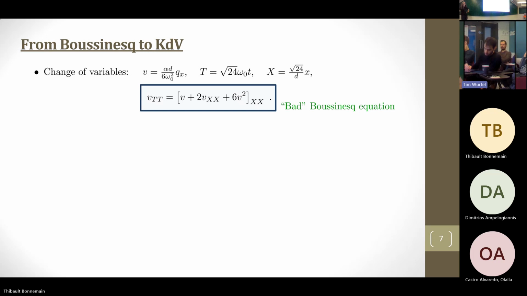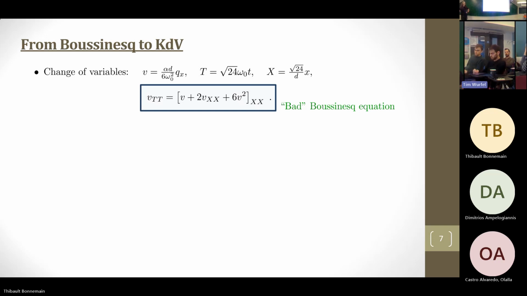So this equation is integrable, just like KdV. And in a way, we could stop there and study the integrability of this equation. But historically, that's not what happened, and that's not what we will do either. There are two reasons for that.